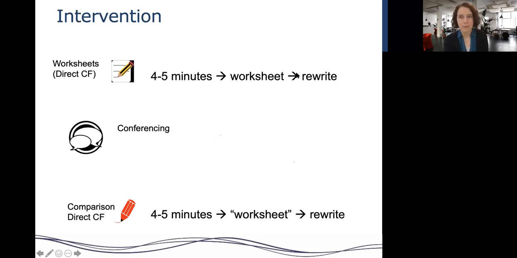Again, we were not measuring the revisions, just considering their best practice. The comparison group received direct corrective feedback.